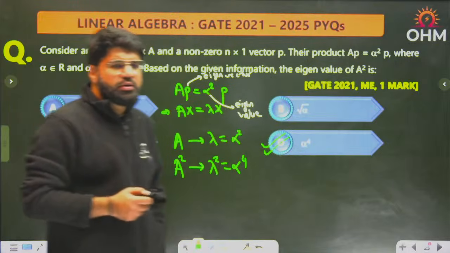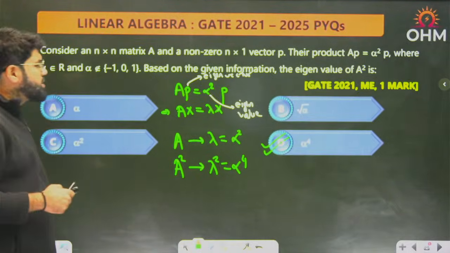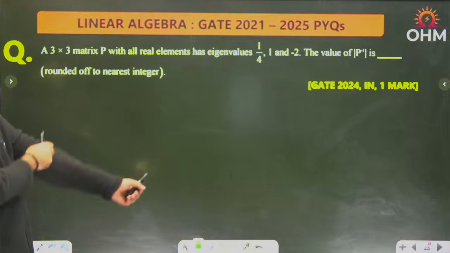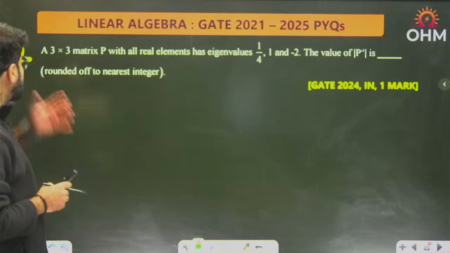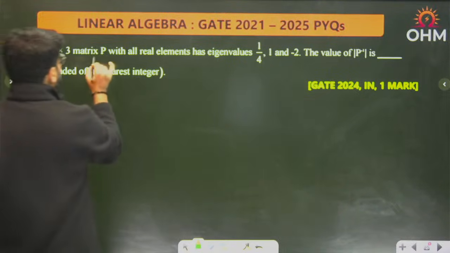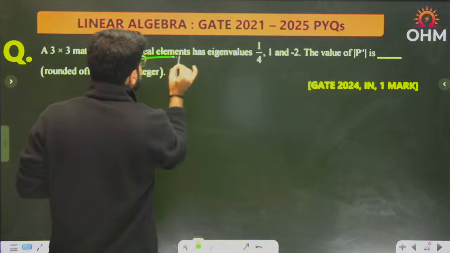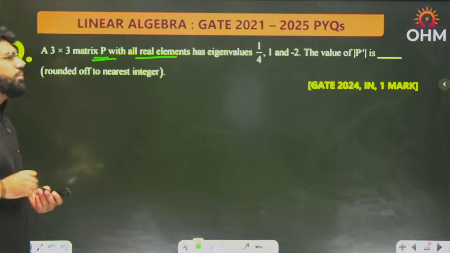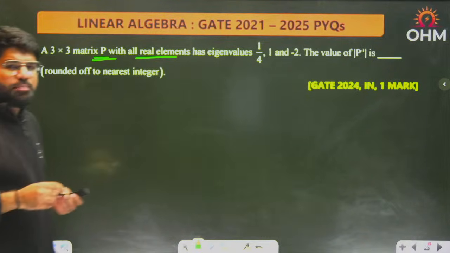Hi Raghuvardhan. Okay, D answer correct. Next question. GATE 24 instrumentation 1 mark question. A 3 cross 3 matrix P with all real elements has the eigenvalues 1 by 4, 1 and minus 2. What is the value of determinant P inverse?